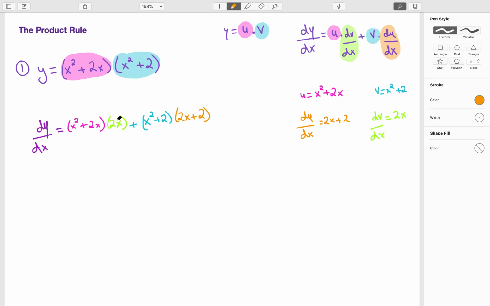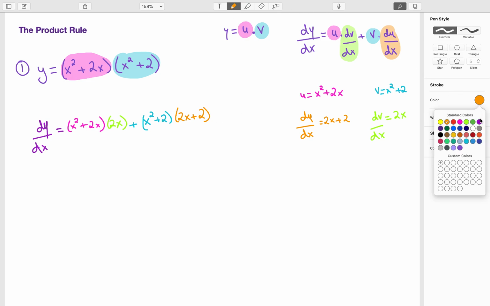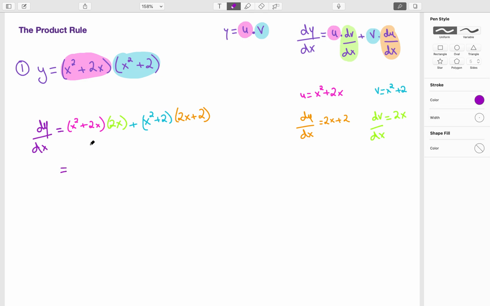So that there is the product rule subbed in, using the rule from page 25 of the log tables. The next step is just to tidy that up and multiply things out. With these two multiplied together, I'll get 2x cubed plus 4x squared, plus on this side I'm going to get 2x cubed again, plus 4x plus 4.